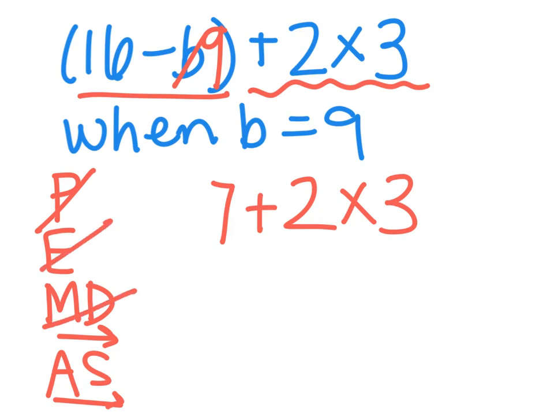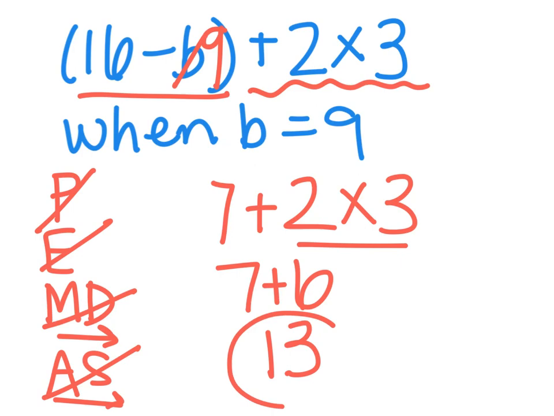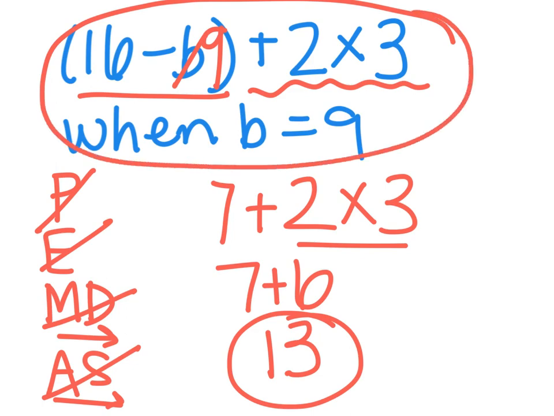Now I'm going to multiply or divide, whatever comes first from left to right. All I have is multiplying, so I'm going to do that. 2 times 3 is 6, so now I have 7 plus 6, and I can finish off by adding. That is 13. So my simplified expression is 13. Basically, that's saying a simpler way to write this whole thing in blue is by just saying 13.